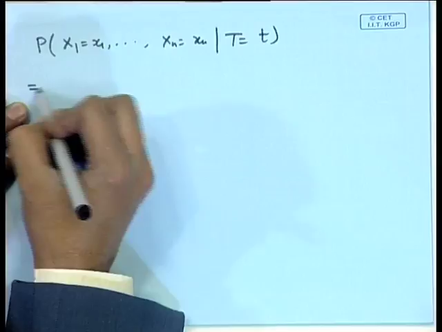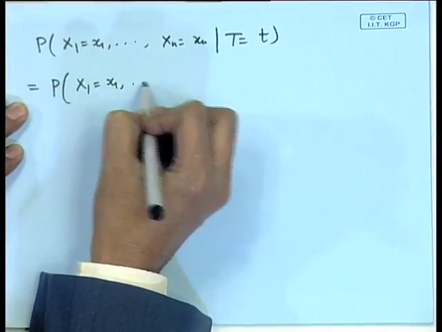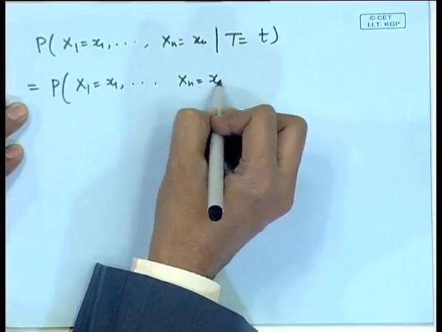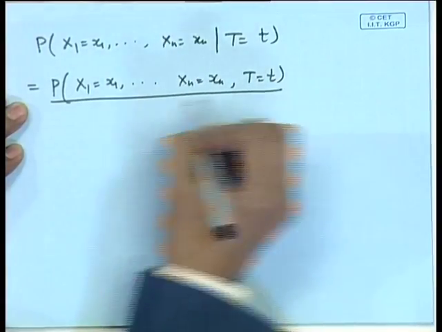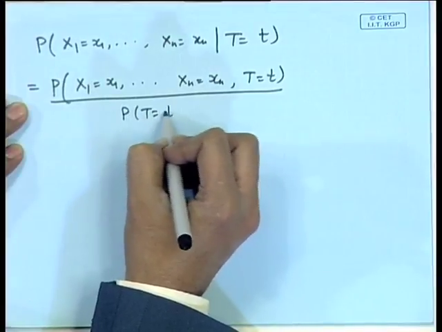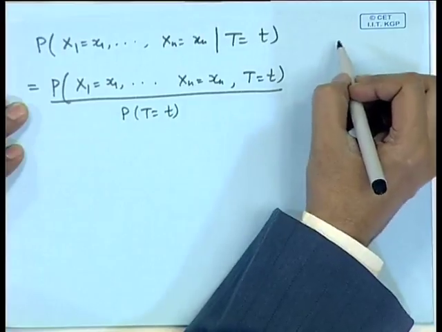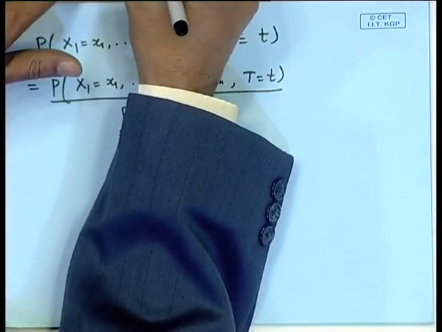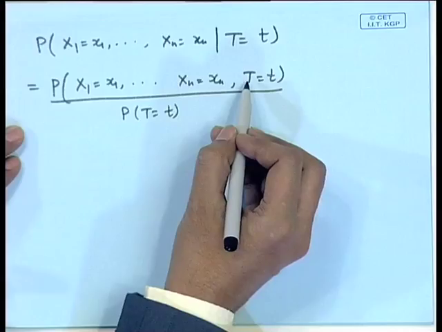So, this is equal to the probability of X1 equal to x1 and so on, Xn equal to xn, T equal to t, divided by the probability of T equal to t. Now, here T is the sum of Xi and we know that it follows Poisson(n lambda). So, the denominator quantity can be written. How to find out the numerator quantity?